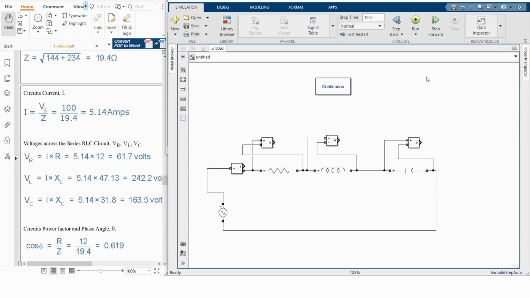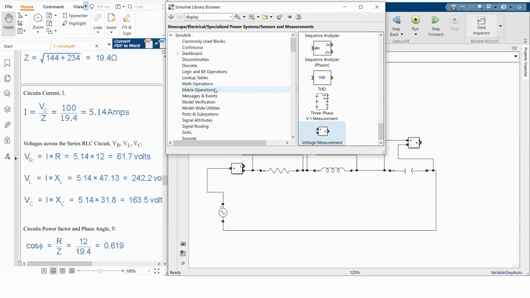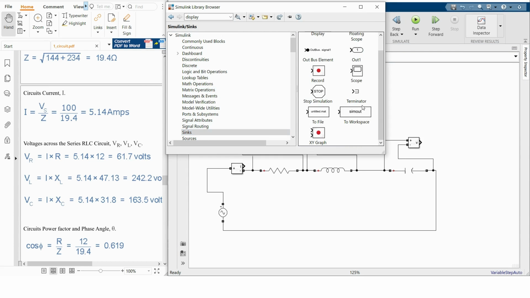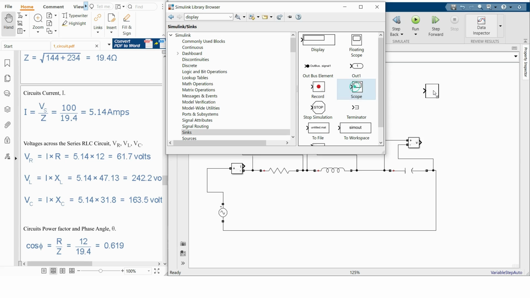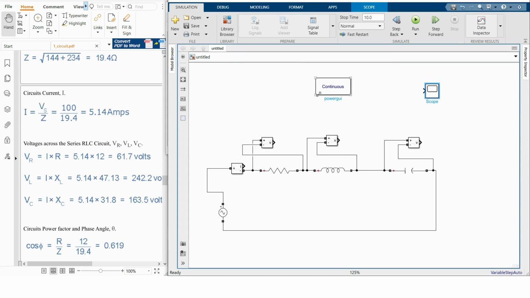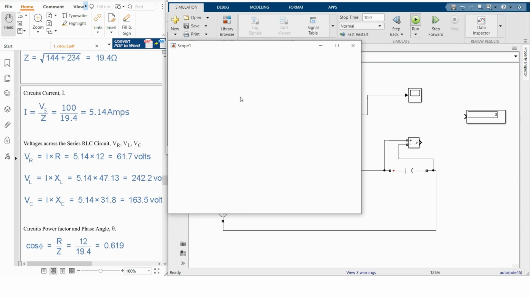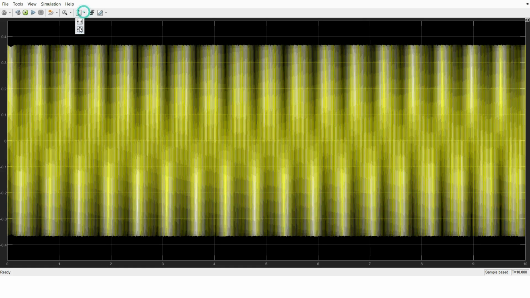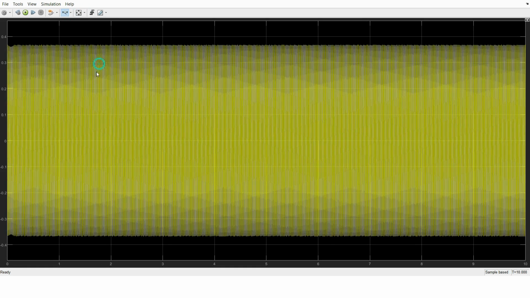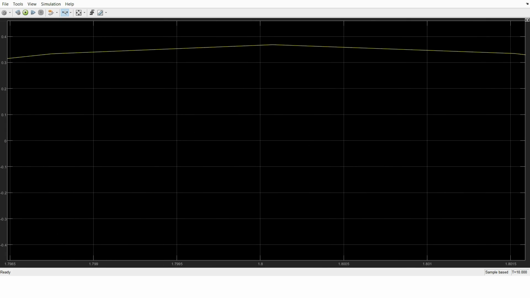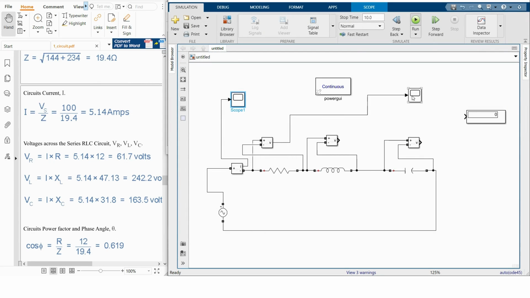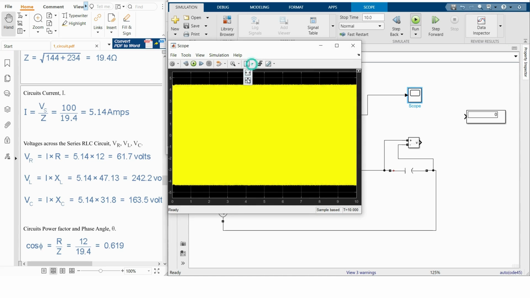Now here one thing: we may observe the wave shape of current and voltage easily, but here we need numerical values. For numerical values, I'm taking a display block. For observing the wave shape, we may take a scope block. When I simulate the circuit, you may observe the wave shape of current and voltage. This is the wave shape of current. But what we need is numerical values. This is the wave shape of voltage, this is sinusoidal.